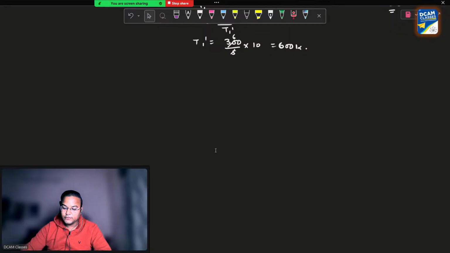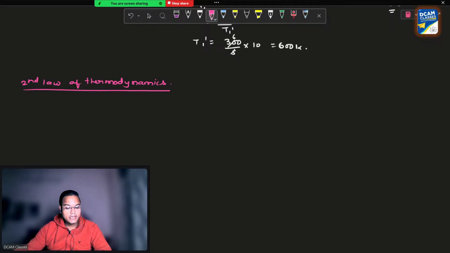See, the second law of thermodynamics actually deals with the entropy. So what is entropy? You need to understand. Entropy is actually the degree of disorderness. Degree of disorderness.